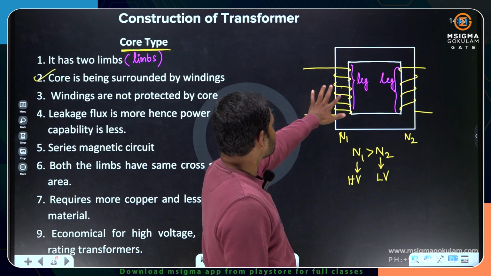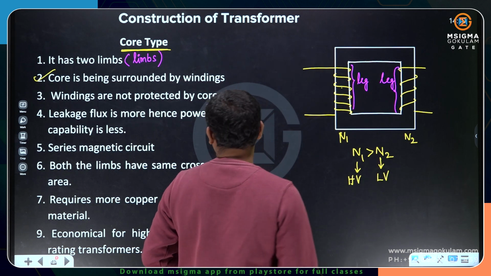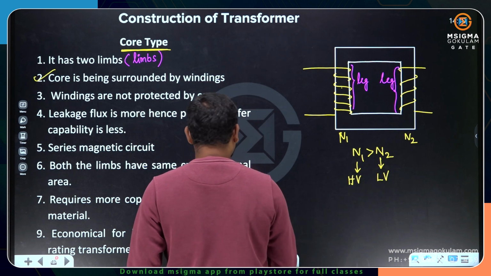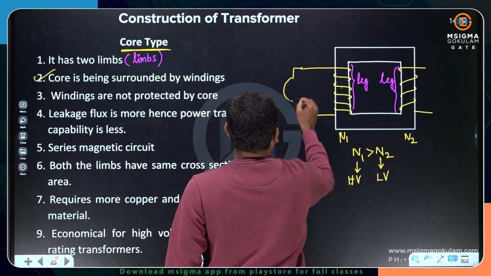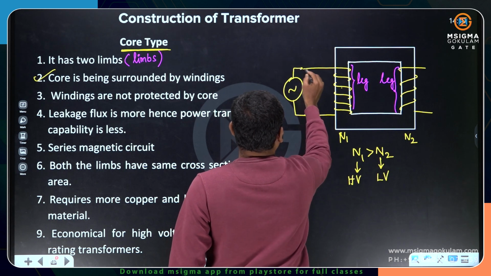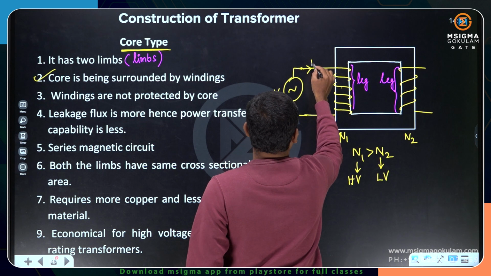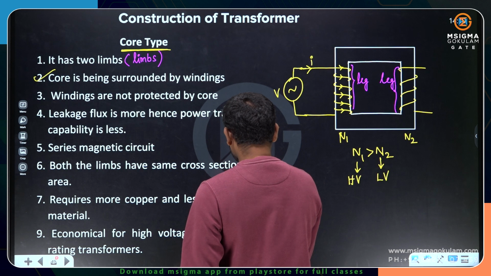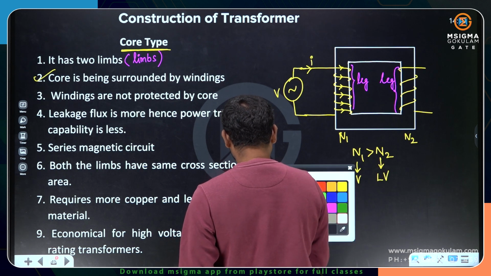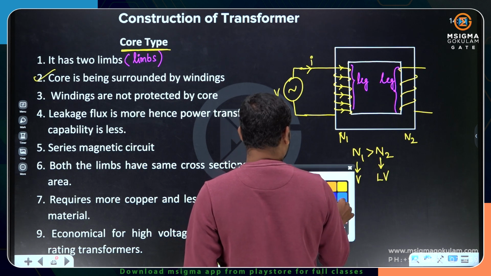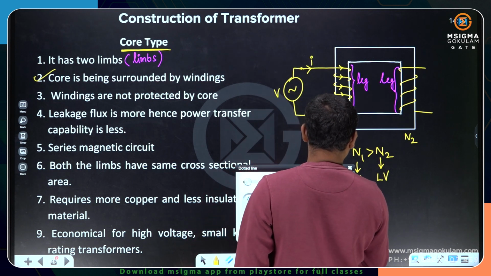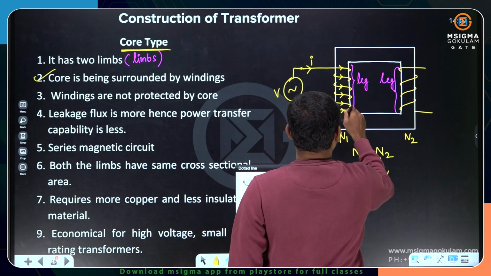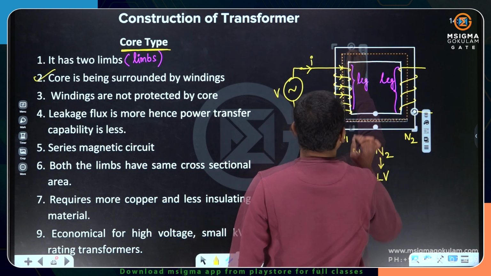right? So the winding is surrounded by the core, and if I give the voltage here, this voltage source is going to drive the current, and the current is going to set up the flux lines. Okay. Now if you see the flux lines, it will be like this. So let me show you the flux lines with a different color.